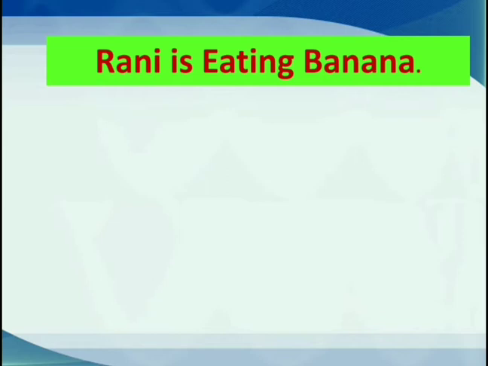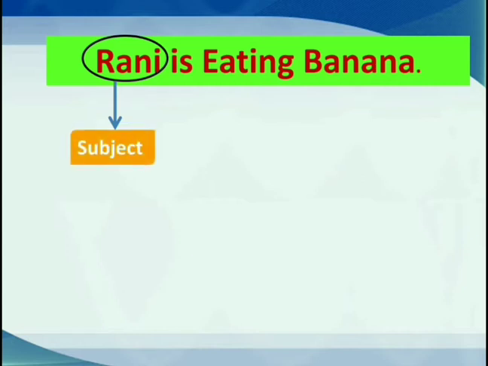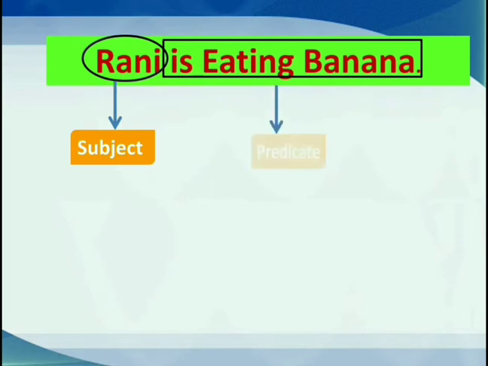Now, students, when we consider the rules we have learned, this is a complete sentence. You tell me, what is the subject over here? The first one is Rani. What is Rani? It's the name of a girl. So Rani over here is the subject. Is eating banana. What did I say? To identify a predicate, it will also contain a verb. A verb is an action denoting word. So is eating banana will become the predicate.